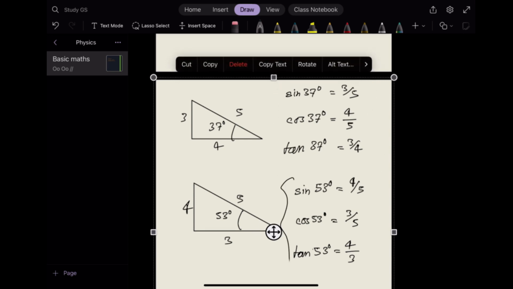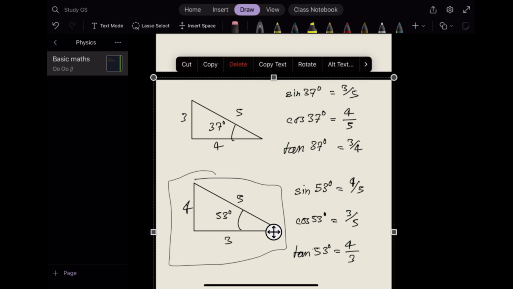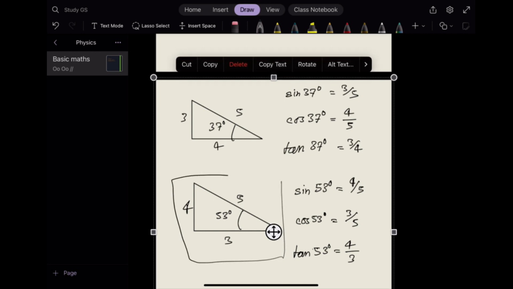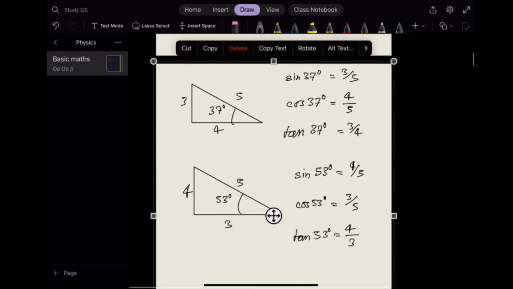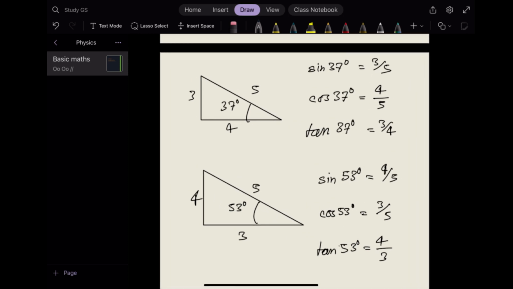So you just need to remember these two things according to this particular triangle. Just see this triangle and remember this formula. That's all you need to do here, nothing more. You can take a screenshot of this as well and remember it as it is.